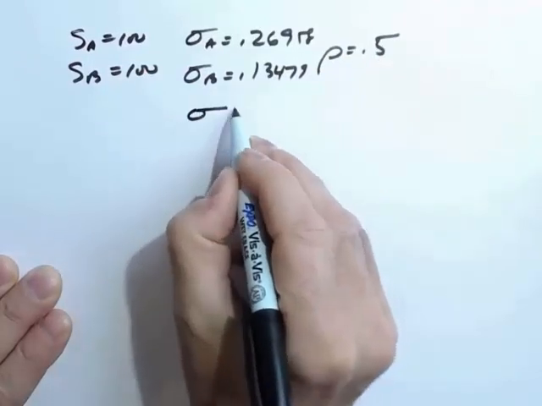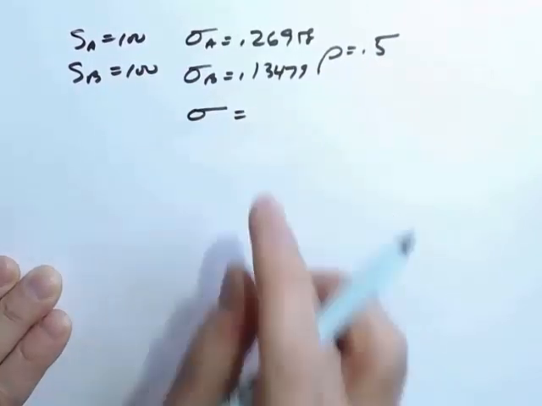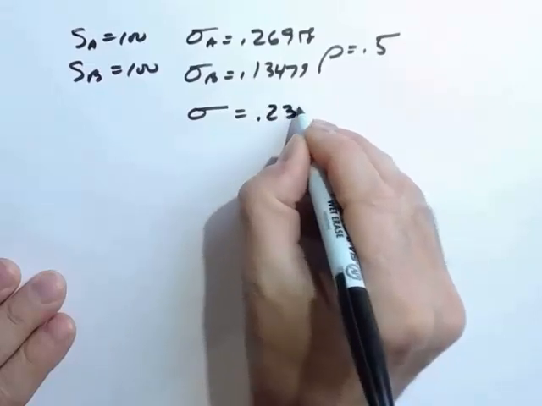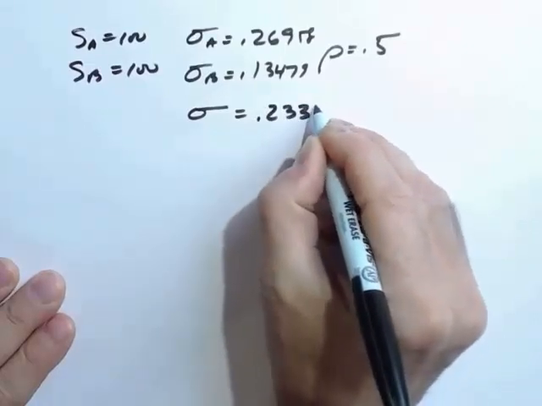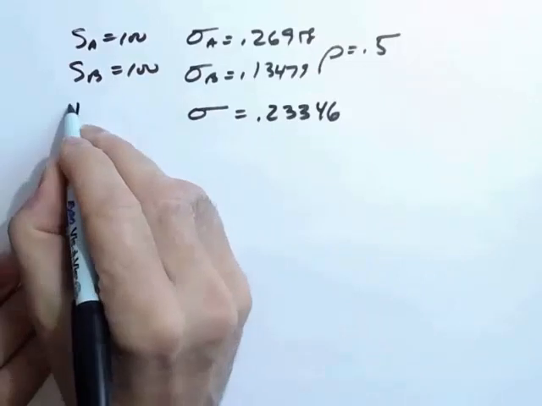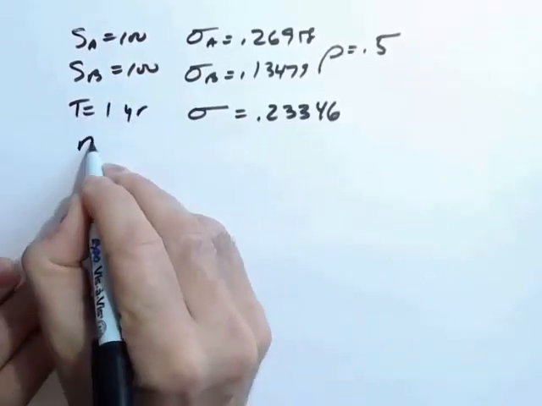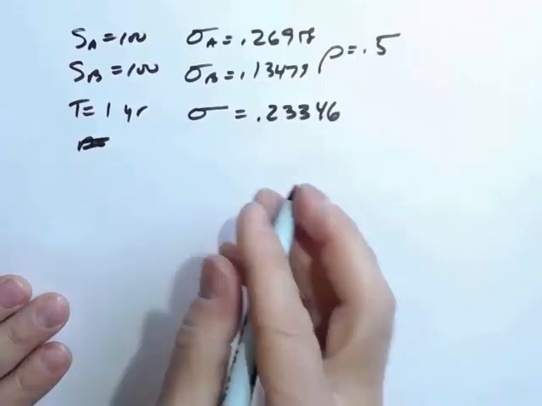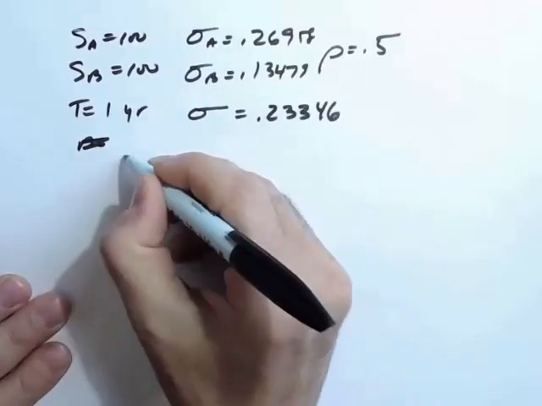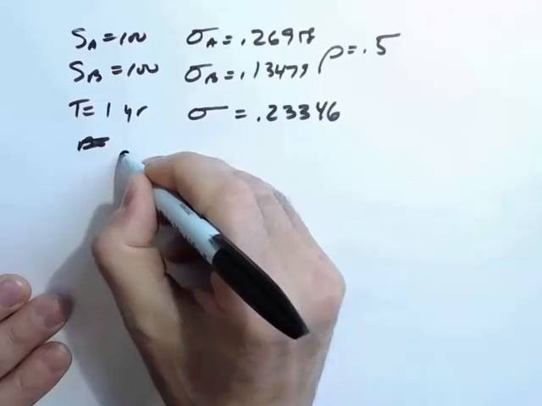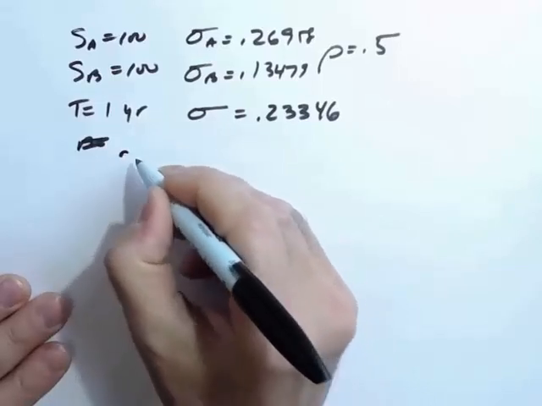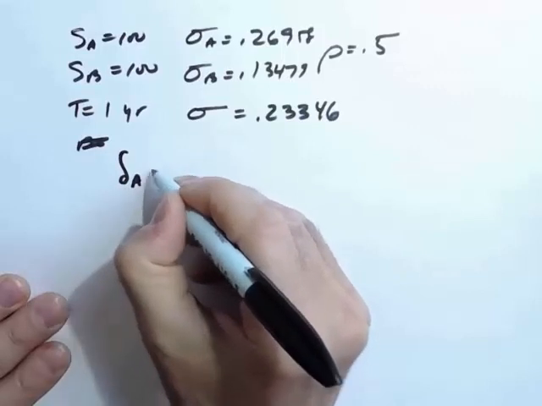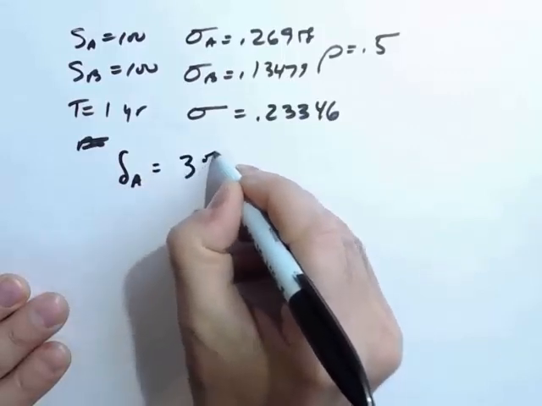The sigma between these two, recall, is going to be 0.23346. T is going to be 1 year. We're not dealing with number of steps. I almost put that in. We're going to look at dividends now. And so when you look at dividends, we're going to have a dividend yield for stock A, and we're going to let that equal 3%.